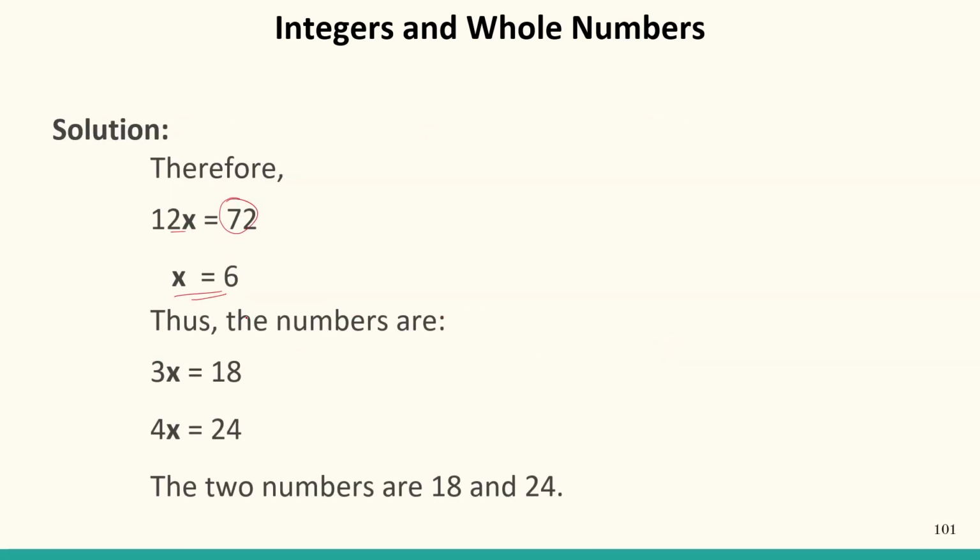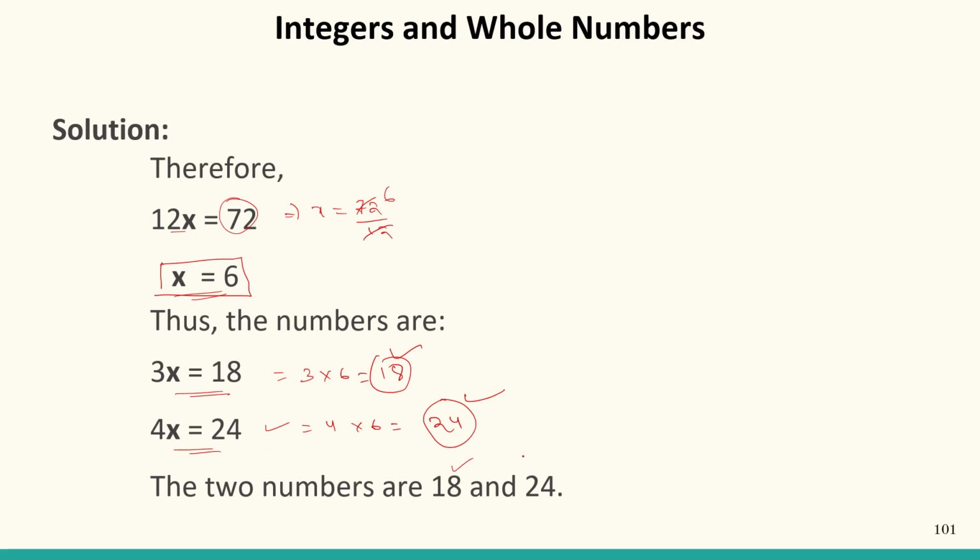So x will be equal to 72 by 12. Since 12 into 6 is equal to 72, x is equal to 6. So we have arrived at the conclusion that x is equal to 6. Then 3x is equal to 18, because 3 into 6 is 18, and 4x is equal to 4 into 6, which is 24. So the two numbers will be 18 and 24.